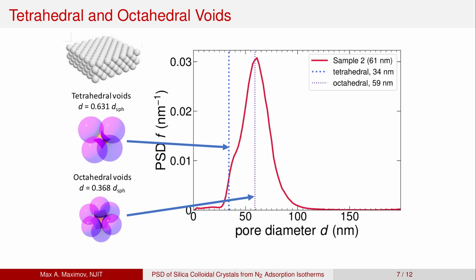If you multiply these coefficients by the diameters of the spheres in the synthesized materials, you would see that these peaks match pretty closely with the peaks in the found pore size distribution. It shows the advantages of this model over the single model approach.